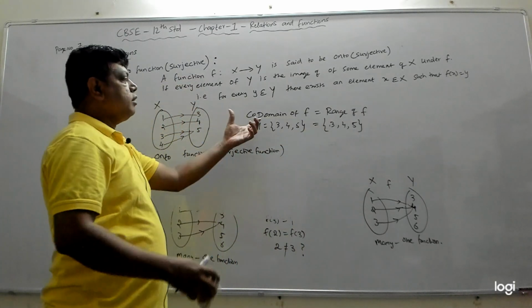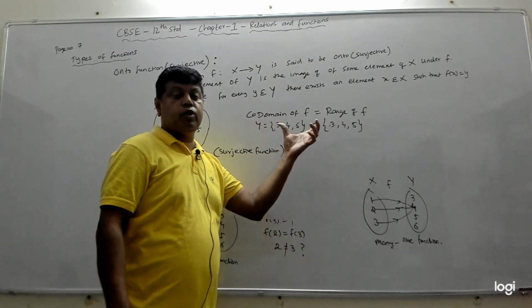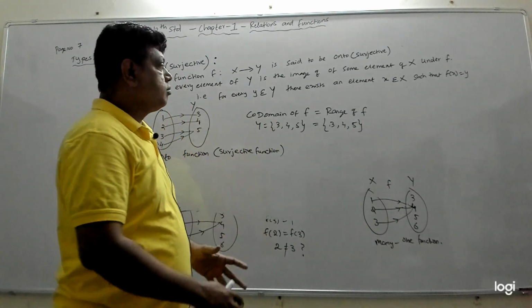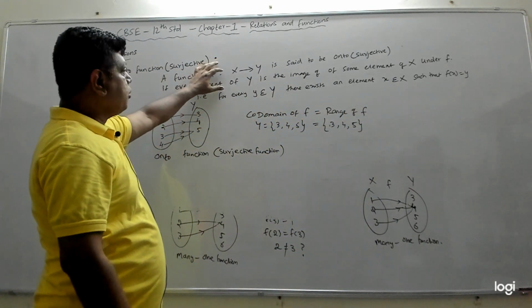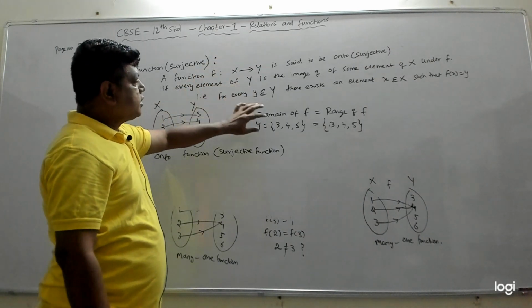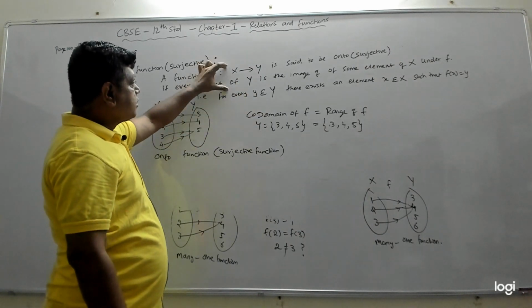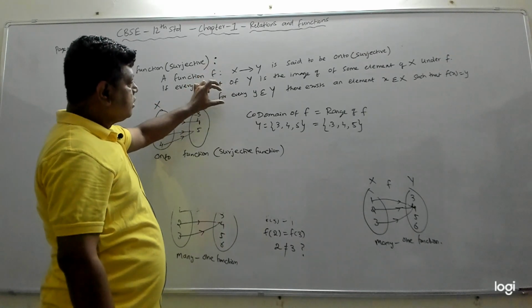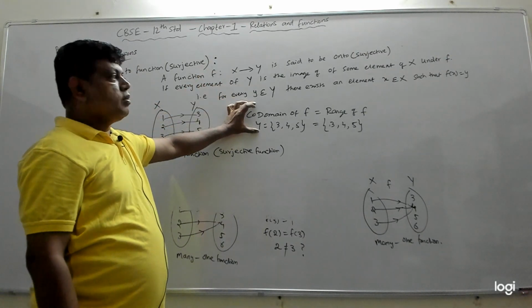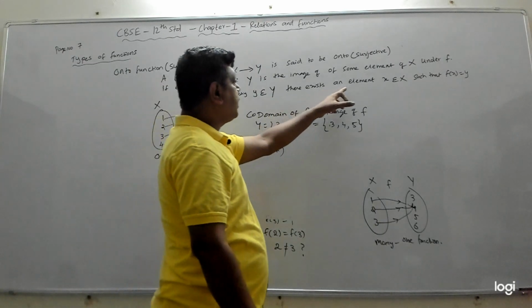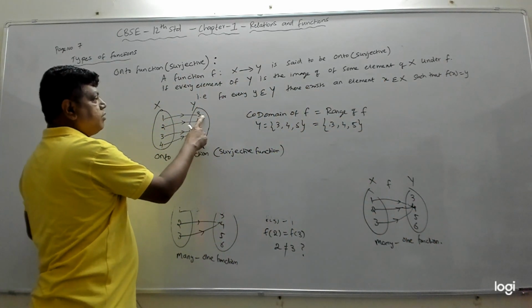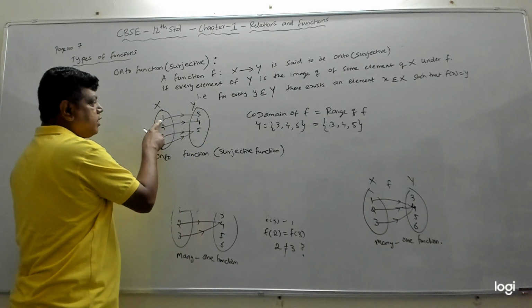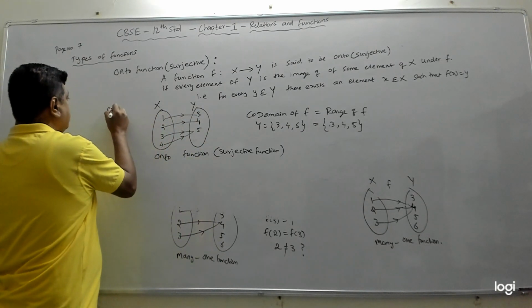When the codomain of f is equal to the range of f, then you call that function f onto. This is another condition to check that it is onto. This is the definition of onto. All these three convey the same meaning. For every element in y, there should exist an x such that f of x is equal to y. For every element 3, there exists an element 1 such that f of 1 equals 3.